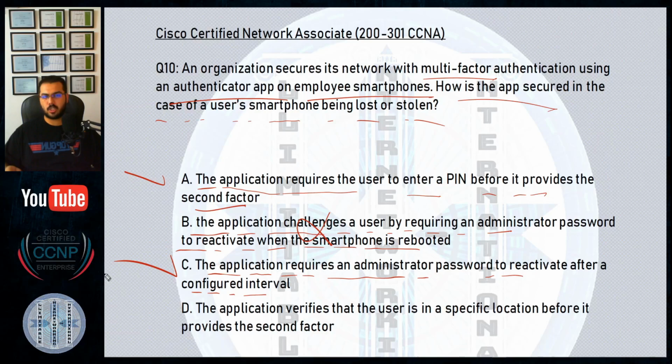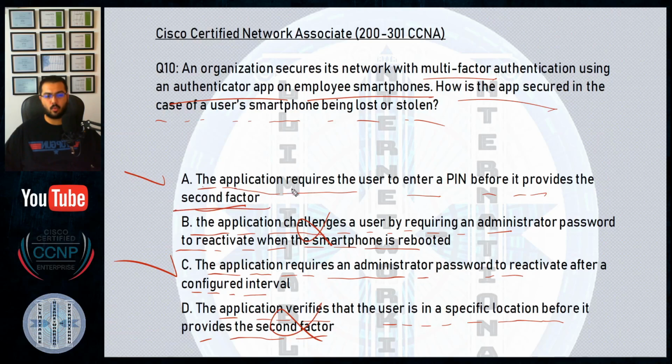You should change the application authentication step, you should change the password that is installed in your mobile application, and since it was stolen, then you can reinstall and re-authenticate your new mobile phone. So this can happen. The application verifies that the user is in a specific location before it provides the second factor. I don't think so. So it's either A or C. Let's go with A because it's more popular.